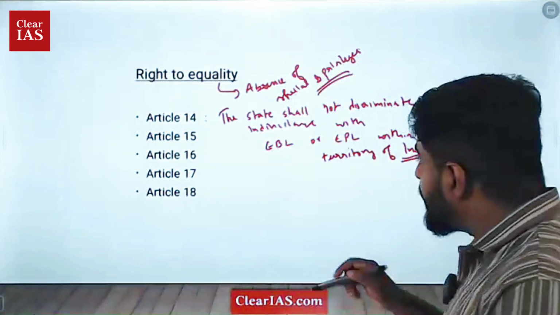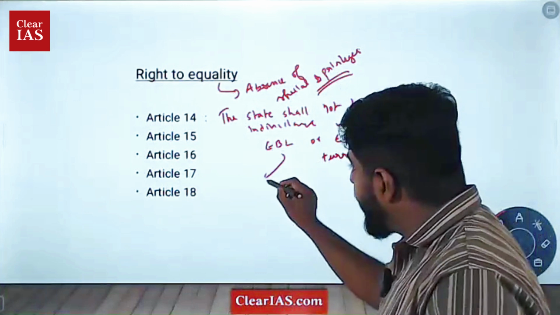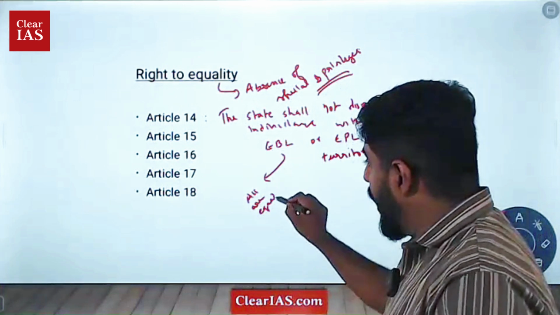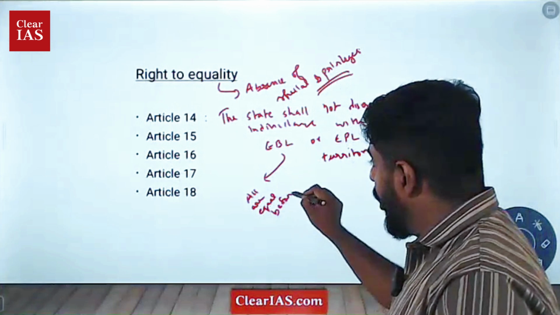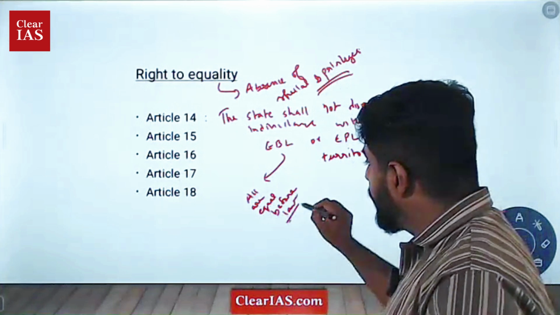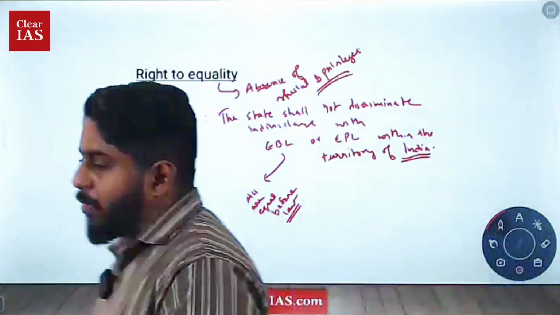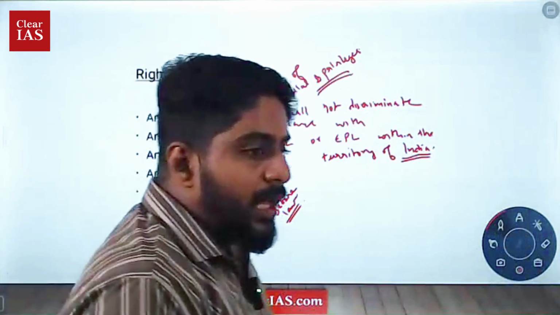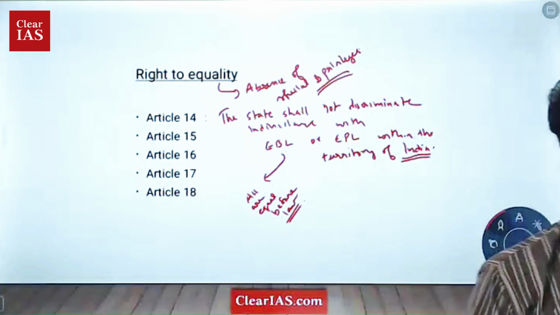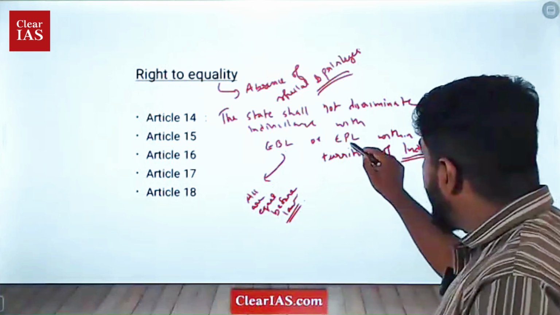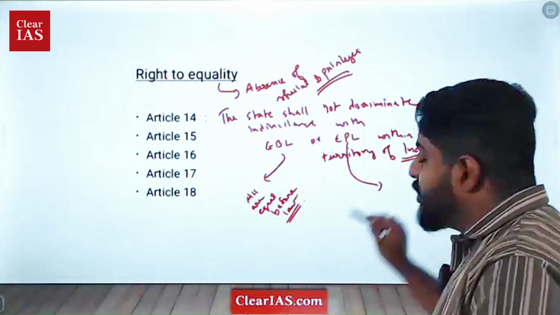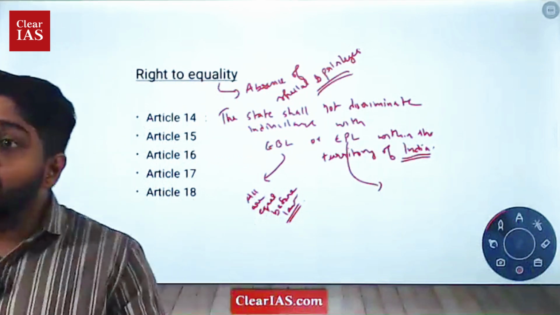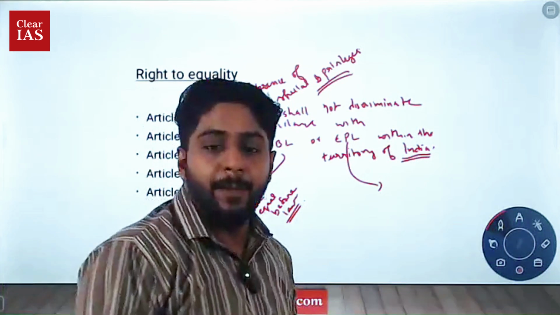What does it say? Equality before law means all are equal before law. Now what do you mean by equal protection of law? Equal protection of law means you are giving some special consideration for those in want in the society.